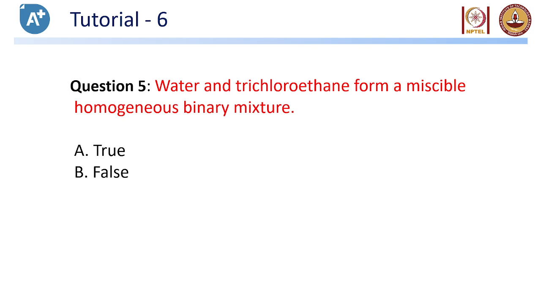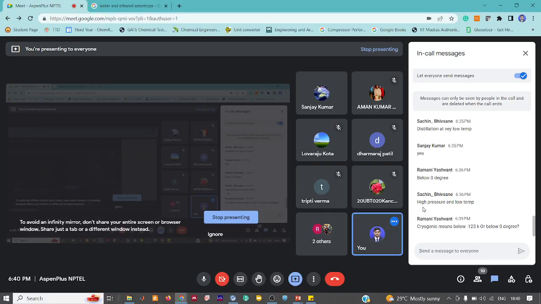Here is one of the questions: water and trichloroethane form a miscible homogeneous binary mixture. Is it true or false? Can you open your Aspen and check this? In case you have Aspen, just try answering this question. I'll wait for a few minutes. You can just try solving this.